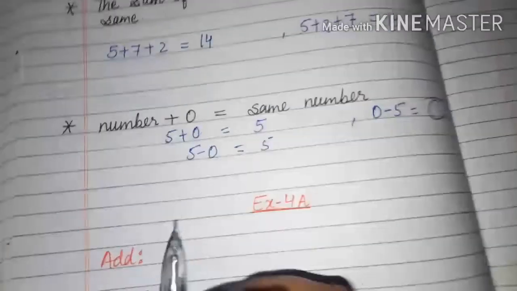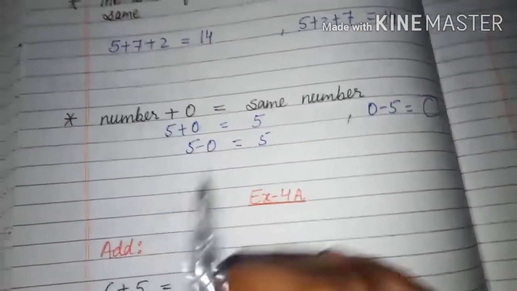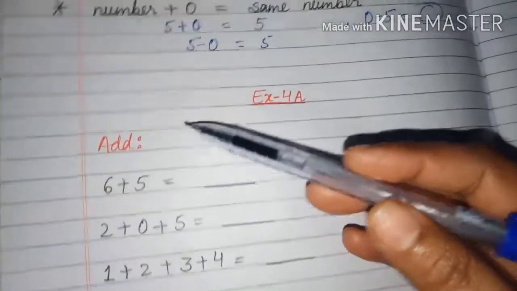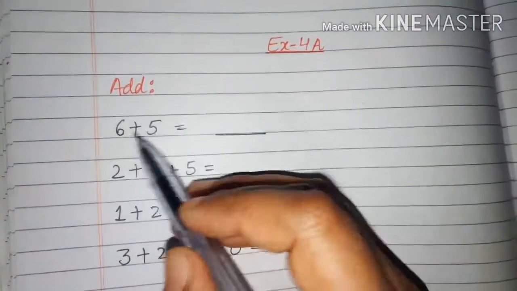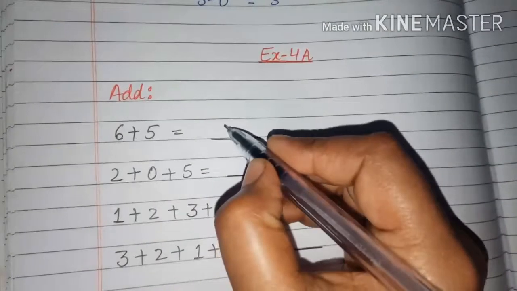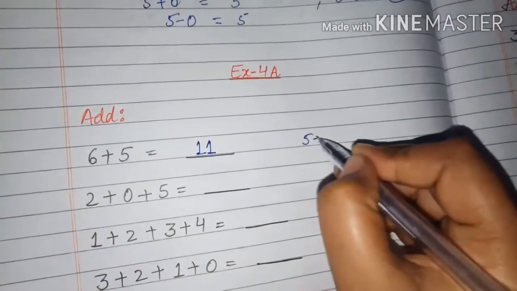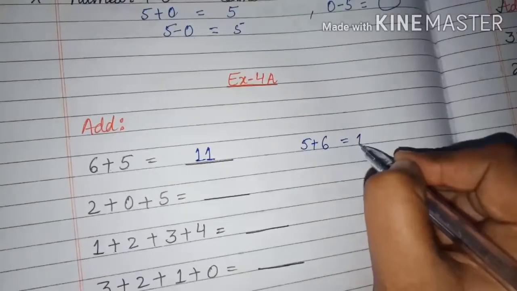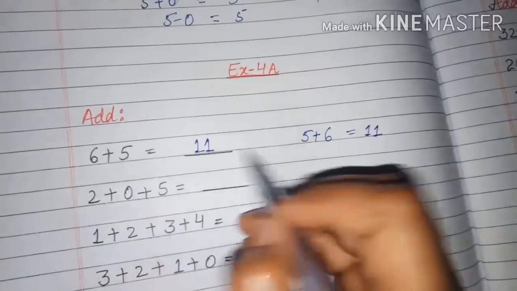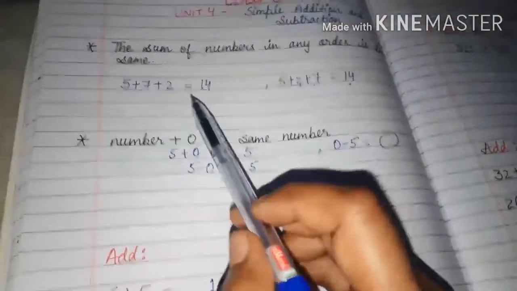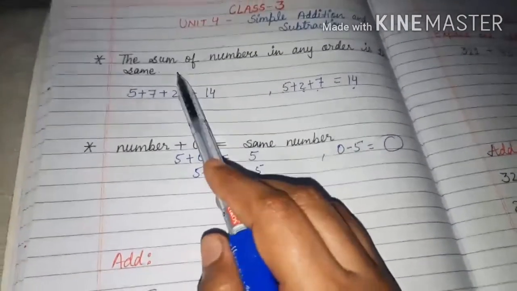Okay, now Exercise 4A. In this exercise, you have very simple addition questions. Like the first question, 6 plus 5. So 6 plus 5, what is it? It is 11, right? If I add 5 plus 6, 5 plus 6 is also 11. I have changed the order, but the result is the same. So this confirms the first point of our unit.